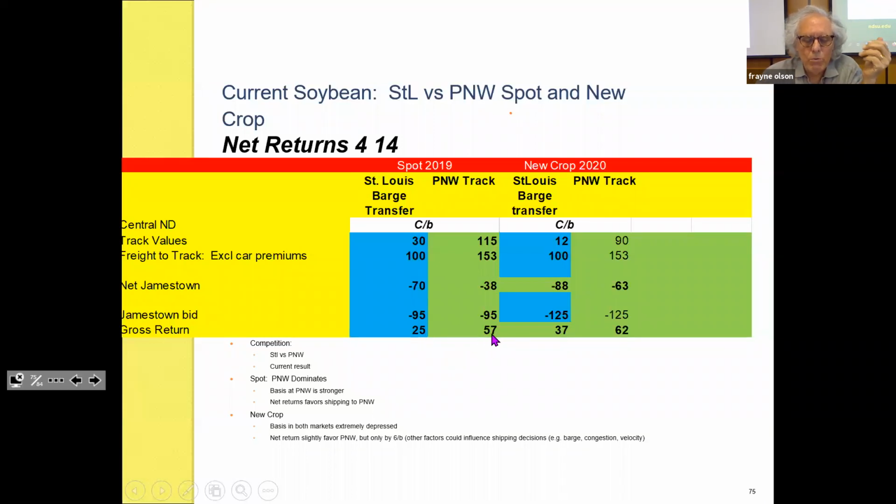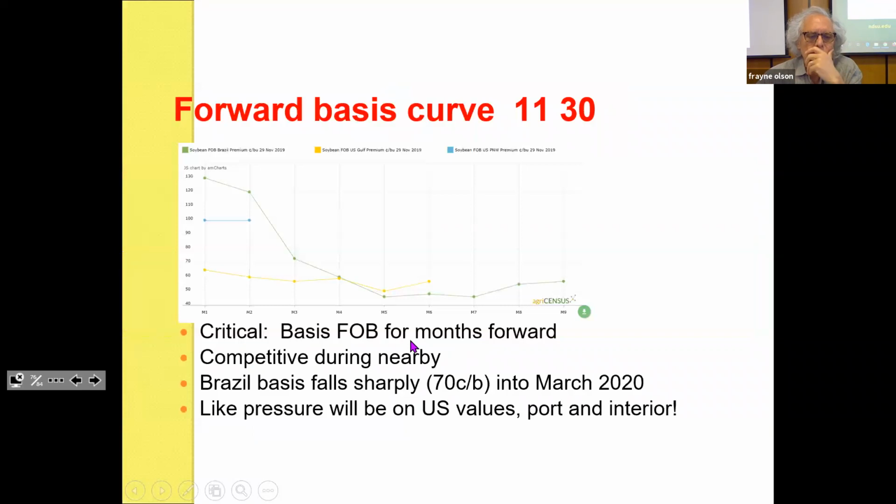Louis market, which would be for the US Gulf, is easily 25 cents out of the market. And I think that's just about sustainably the case. So that's why the PNW is our market. I think Stephanie would say 95% of our soybeans go to the PNW, 70% of those go to China. That's how important that is.